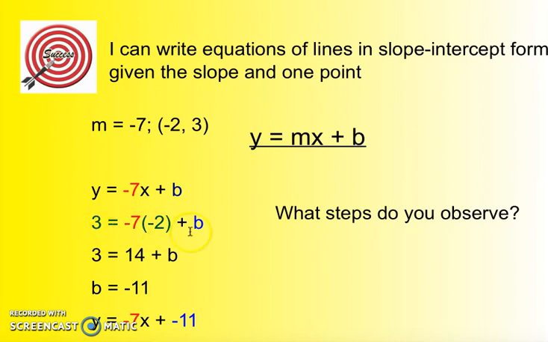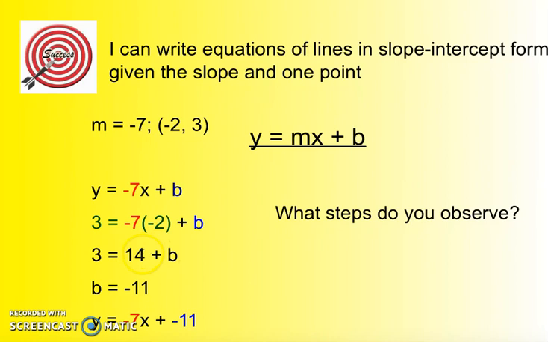So it looks like once everything's plugged in, then we just simplify down so that we find what b is, or remember, that's our y-intercept. So it looks like our next step was to do the order of operations and multiplications first. So -7 times -2 is 14. And now we have an equation, and now we need to just solve for b.